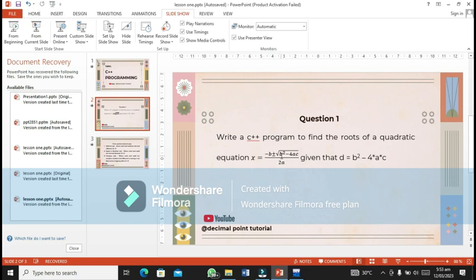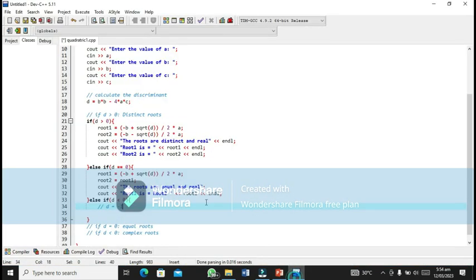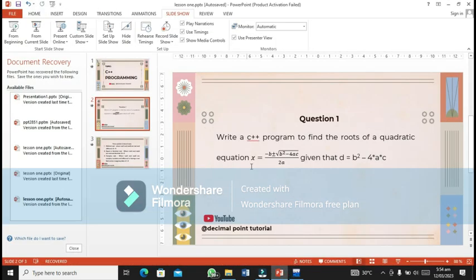minus b plus or minus square root of minus 1 over 2a. And mathematically, it is impossible to find the square root of a negative number, right? Even the computer cannot do that. It is impossible to find a negative number. So we have to find a way.